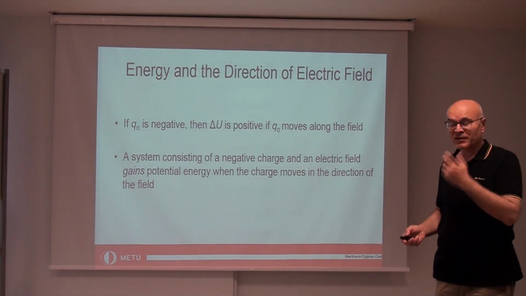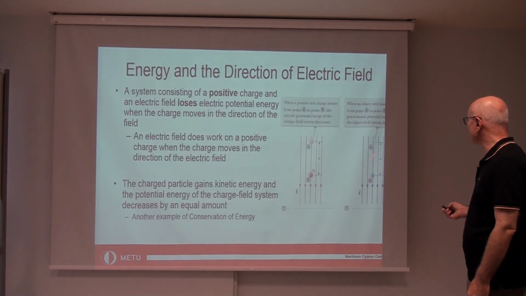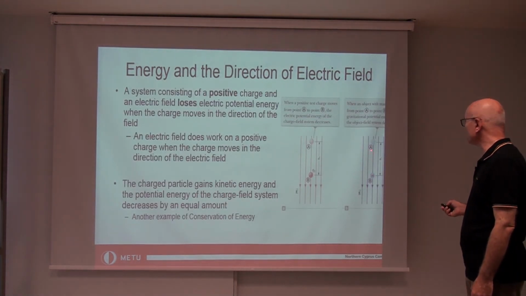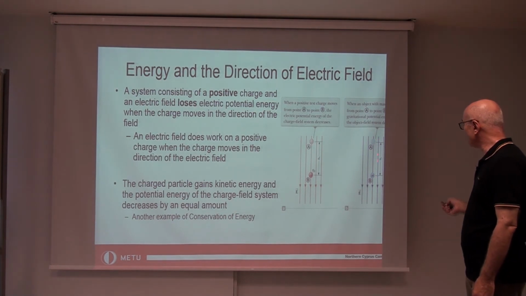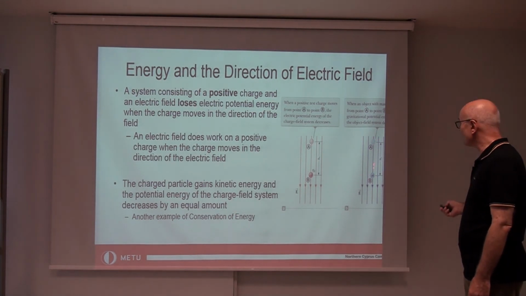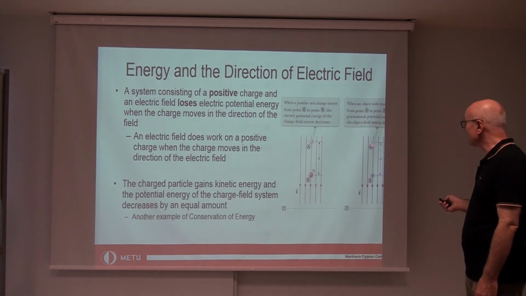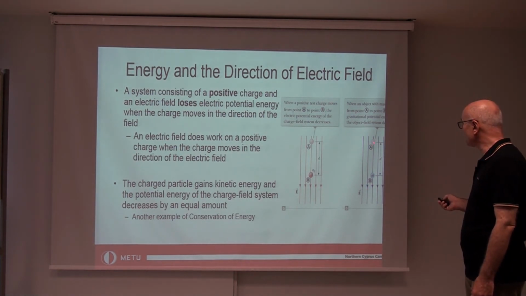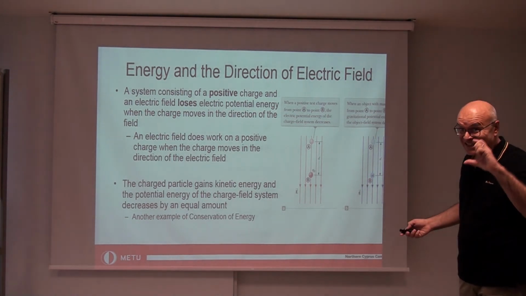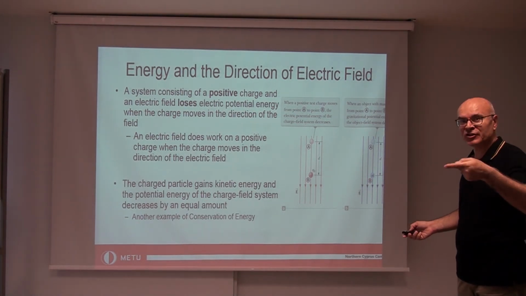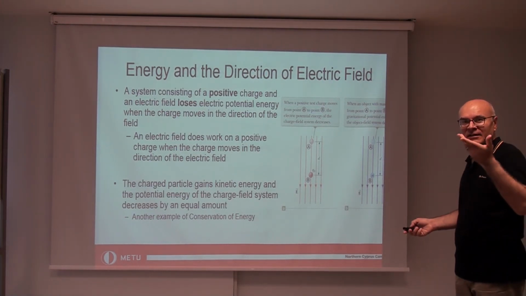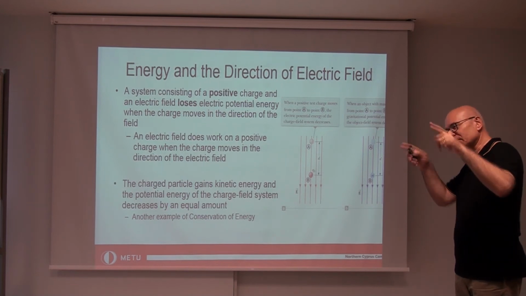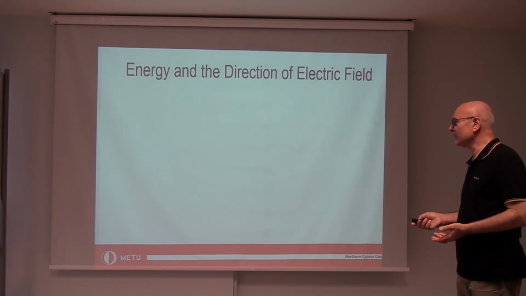Okay, so if this is a negative charge, and it moves from here to here, then delta V here is negative, the charge is negative, so minus times minus gives you plus, so it gains when this negative charge moves from here to here. The potential is negative still, but the potential energy change is positive. So this negative charge, or negative charge field system, gains potential energy. Okay?